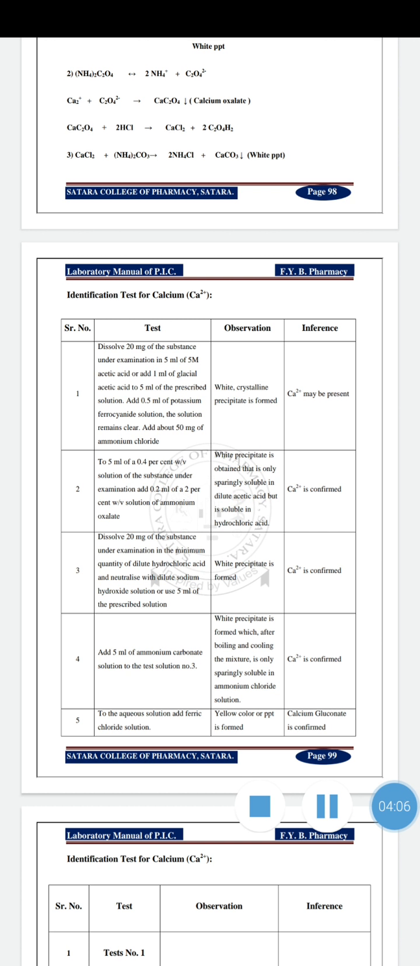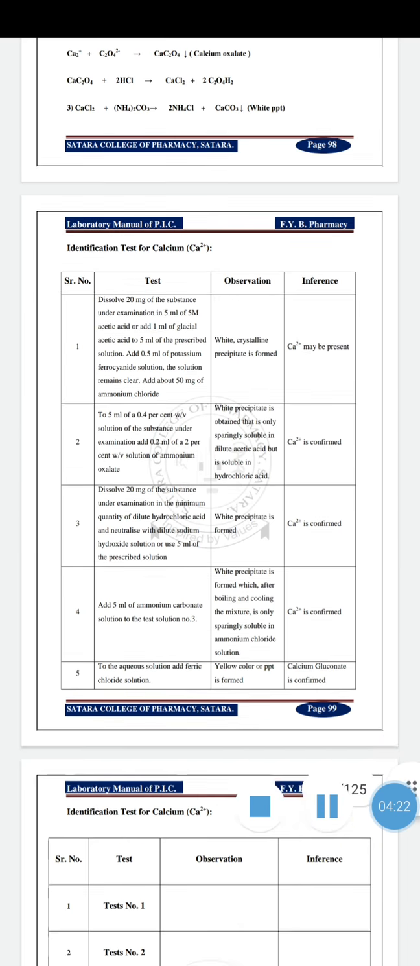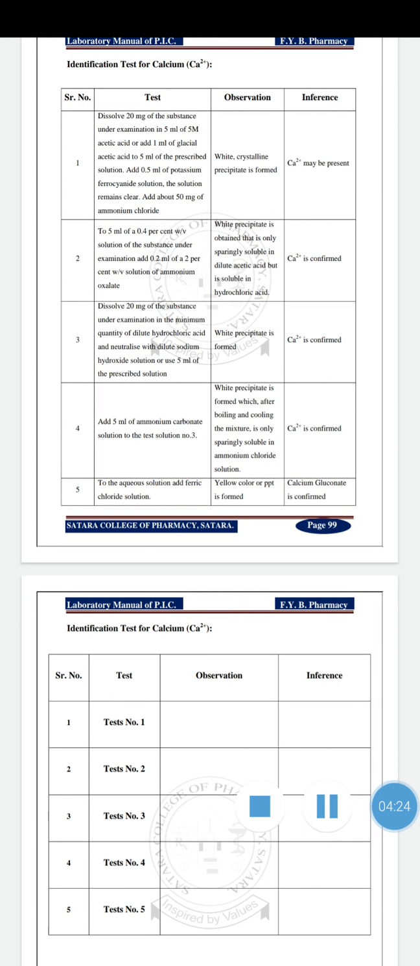Then the third test: dissolve 20 mg of the substance under examination in the minimum quantity of dilute hydrochloric acid and neutralize with dilute sodium hydroxide solution, or use 5 ml of the prescribed solution. Then a white precipitate is formed. Calcium is confirmed. Then add 5 ml of ammonium carbonate solution to test solution number 3. A white precipitate is formed after boiling and cooling. The precipitate is only sparingly soluble in ammonium chloride solution. Calcium is confirmed.